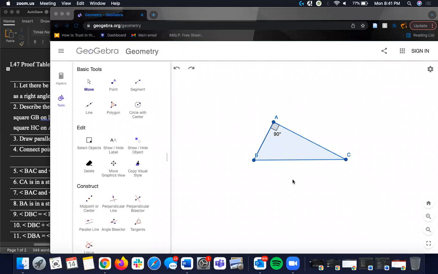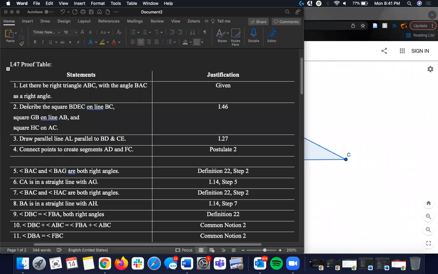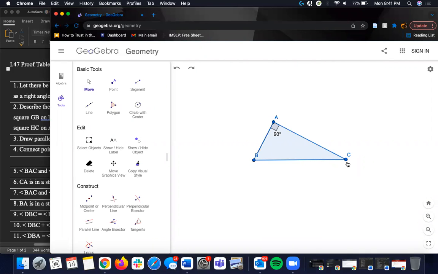Hi, my name is Ethan, and I'm here with Kyle and Logan, and today we are making the numerical illustration for Proposition 47, or the Pythagorean theorem. We're trying to prove that the areas of two smaller squares based off sides BA and AC of a right triangle equal the area of the largest square off of side BC.